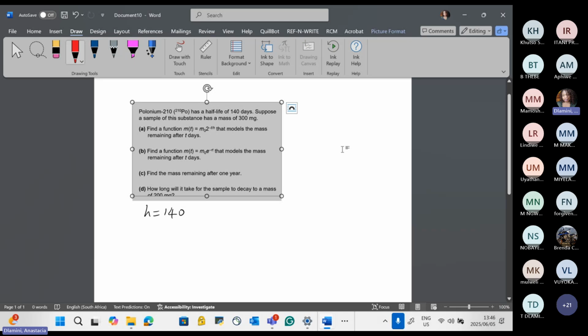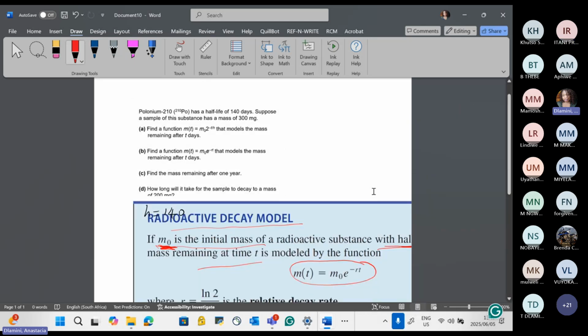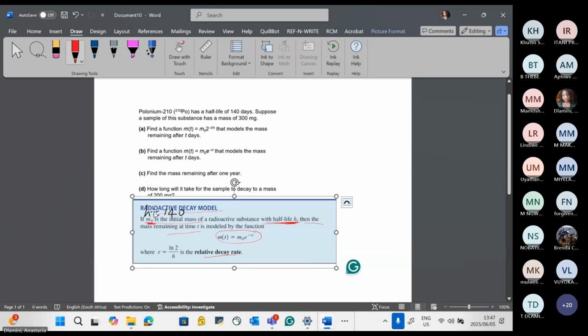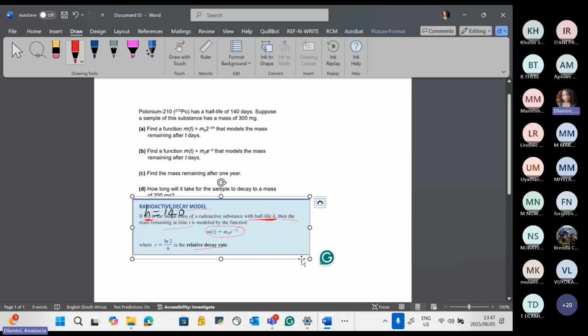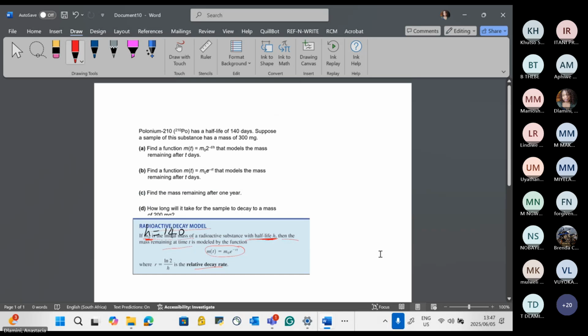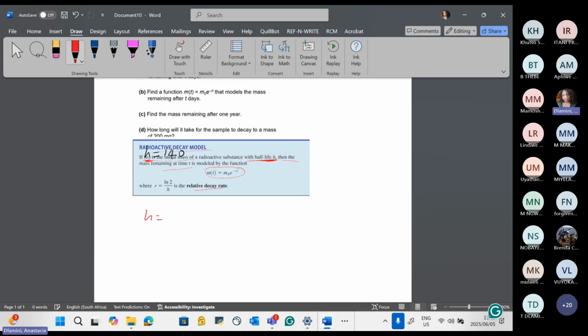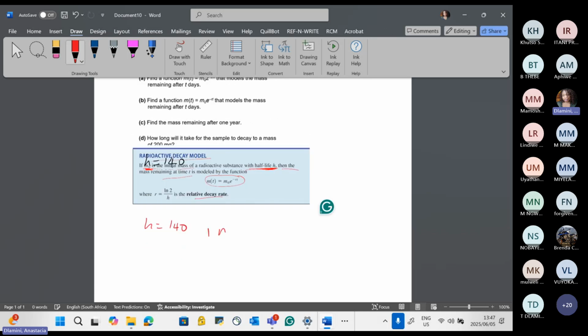Okay, where can we put it here? Let's see if it'll fit here. Can you see the formula so that we see it? So we have H equal to 140, right? Let me see if I can move it to this side. It can't move. And then they say that M0 is equal to 300.